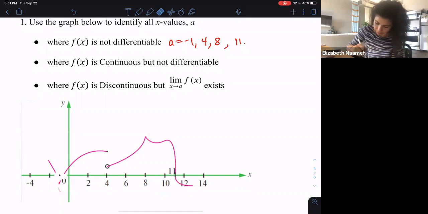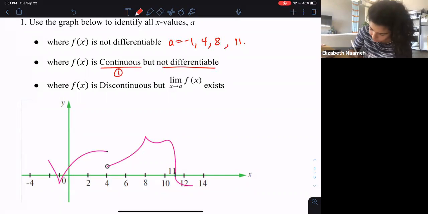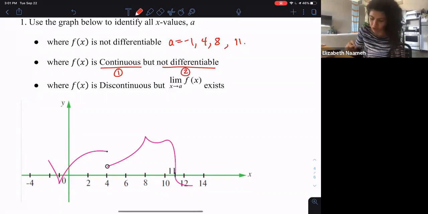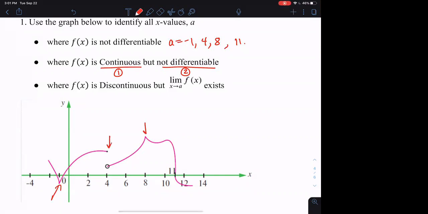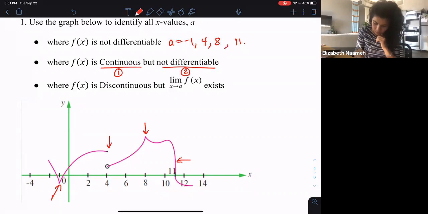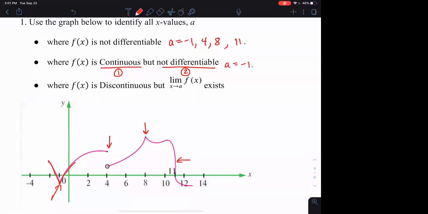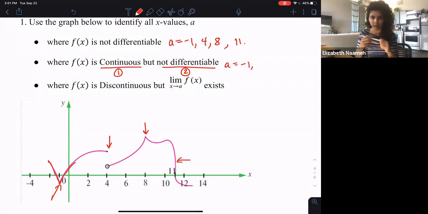Okay, let's go to part B. Now, where is it continuous but not differentiable? So call this condition 1, and this is condition 2. I need it to be continuous but not differentiable. So can we restrict ourselves to the points we already talked about? Yes. Which one is continuous but not differentiable? What about -1? Is it continuous? Yes. And it's not differentiable, so -1. It's continuous, we don't pick up our pen.